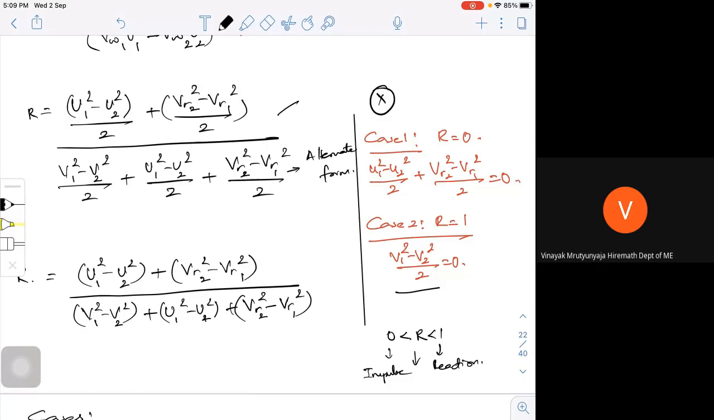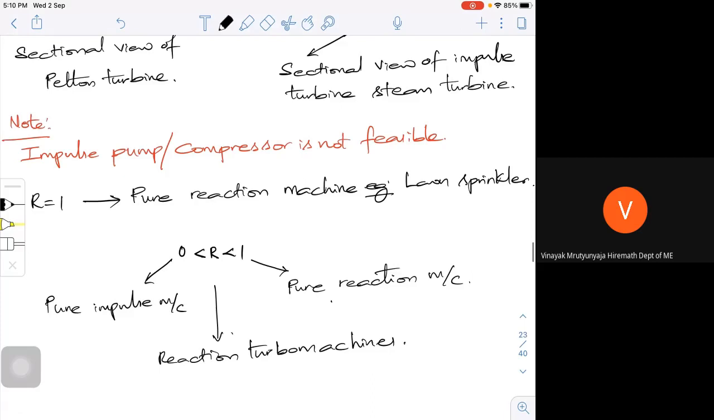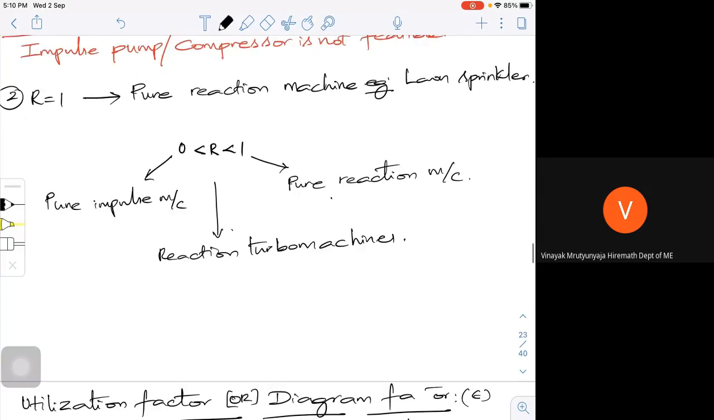So I have written a few cases. One such case is R is equal to 0. This is the Pelton wheel. Look at this, the Pelton wheel. You have something called a bucket, and you can see the deflection angle. So that's the best example, just for understanding. And if it's R is equal to 0, you might have seen that sprinkler on your lawn or something. It doesn't do any work and all, but still it simply sprinkles, and works based only on reaction actually.